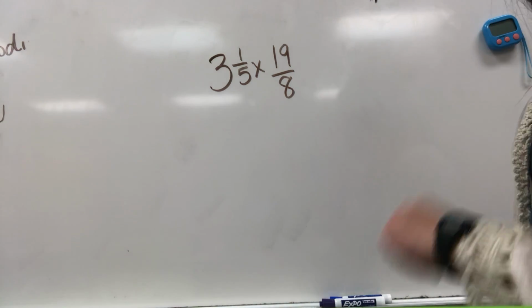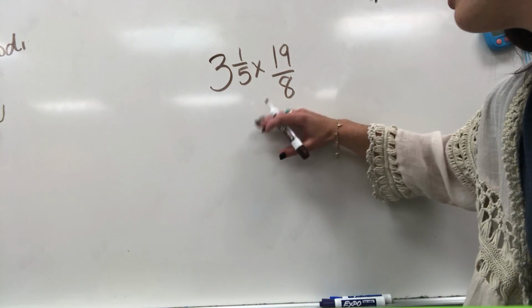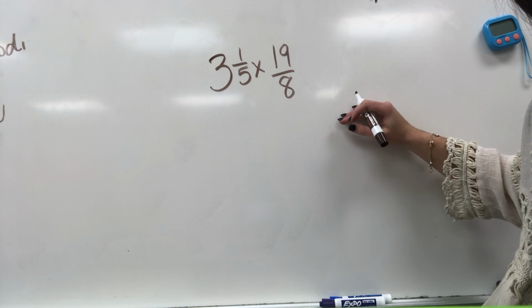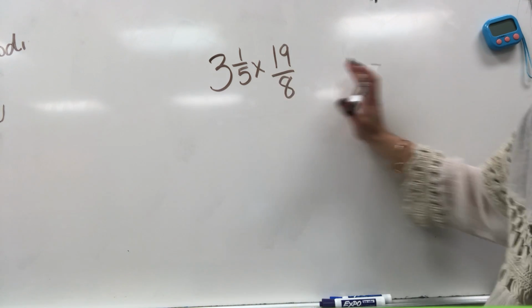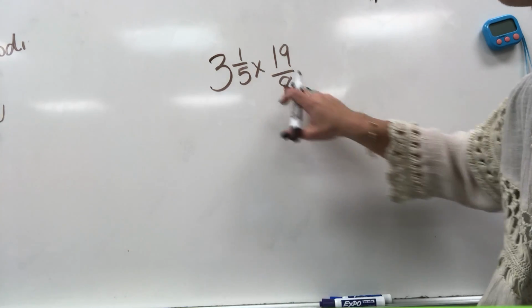In this video, we're going to talk about the strategy of cross-canceling. The purpose of this strategy is so we don't have to multiply it all out and then get to the end and then have to reduce or simplify our product. This way we reduce and simplify it before, so that when we actually come to a product, it's as simplified as it can be.